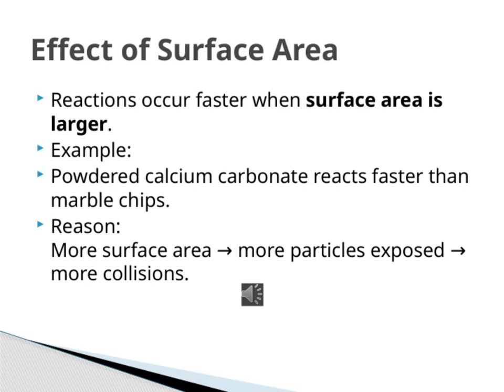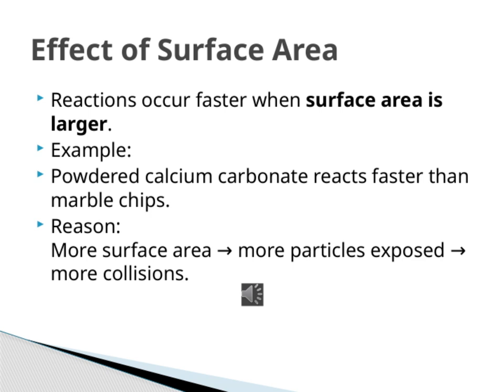Now, let's talk about the effect of surface area on reaction rates. Reactions tend to happen faster when the surface area is larger. For example, powdered calcium carbonate reacts more quickly than marble chips. The reason for this is pretty straightforward.